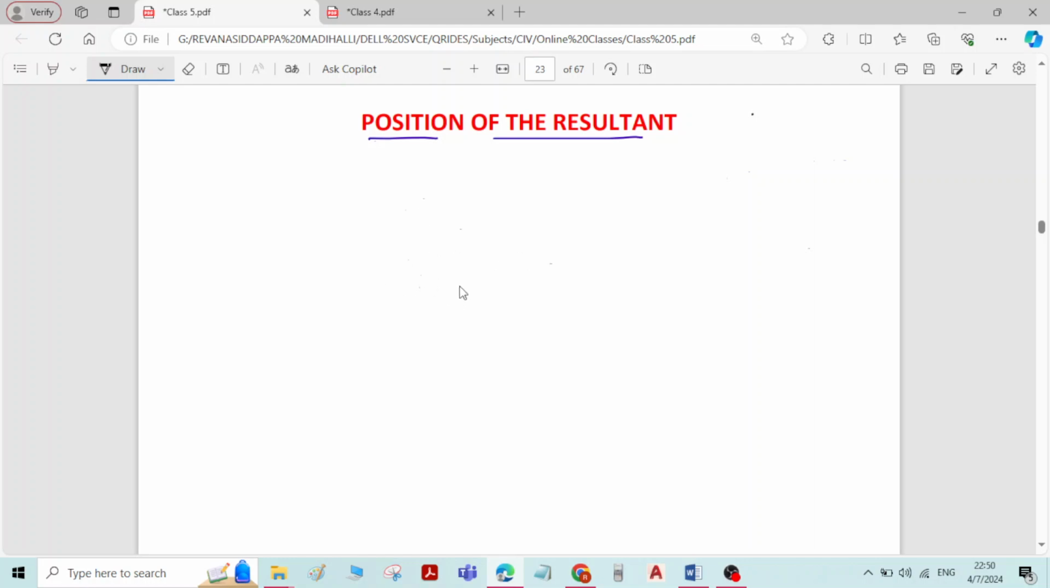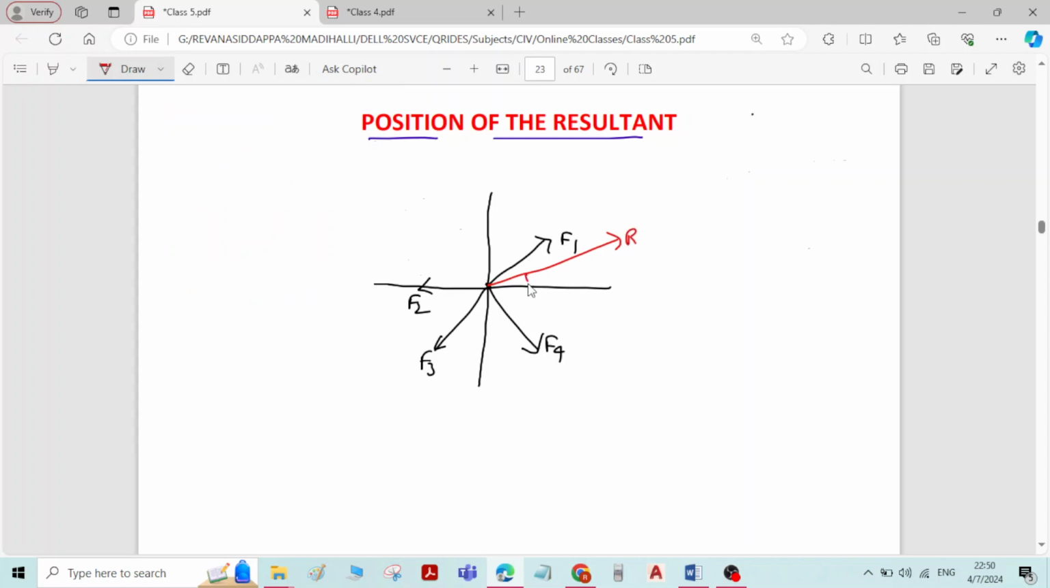While solving a problem, if the system of forces given are a coplanar concurrent system of forces, it means the line of action of all the forces passes through a single point. If the system of forces is coplanar concurrent, then the position of the resultant force will be known.